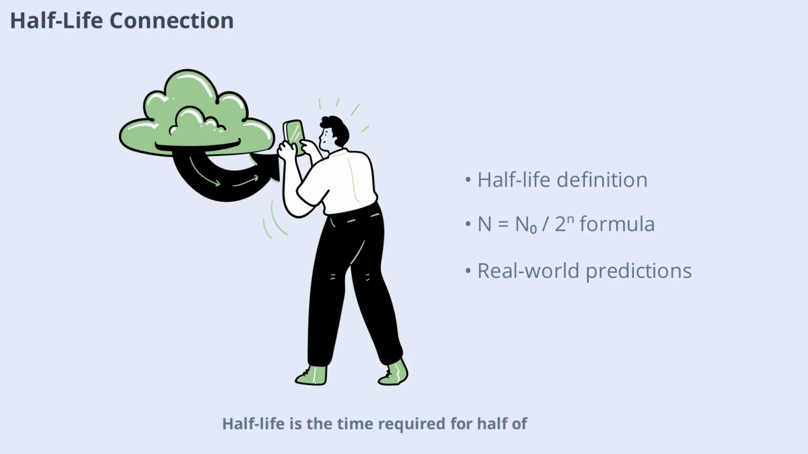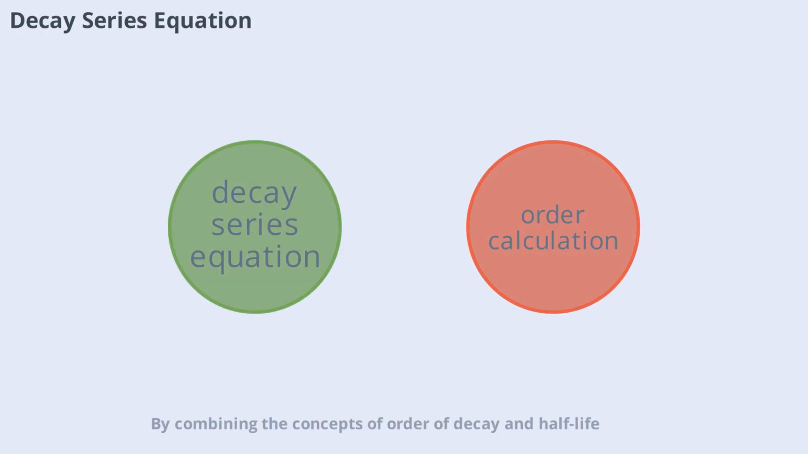Half-life is the time required for half of the radioactive nuclei in a sample to decay. The number of nuclei after time t can be written as N equals N0 divided by 2 to the power n, where n is the ratio of time elapsed to the half-life. This formula connects the abstract decay law to real-world measurements, making it easier to predict how substances change over time. By combining the concepts of order of decay and half-life, we arrive at a powerful equation: ln(N0/N) equals 1/m.